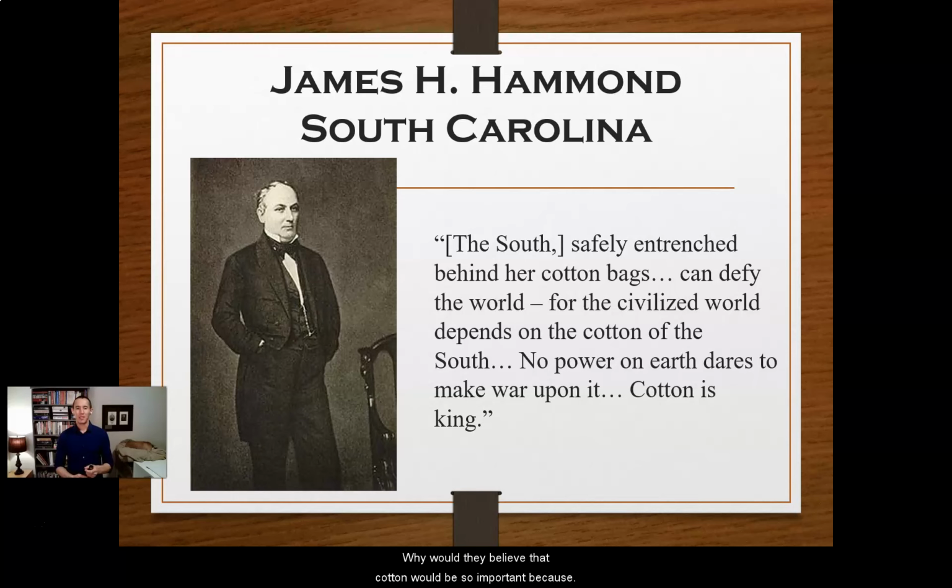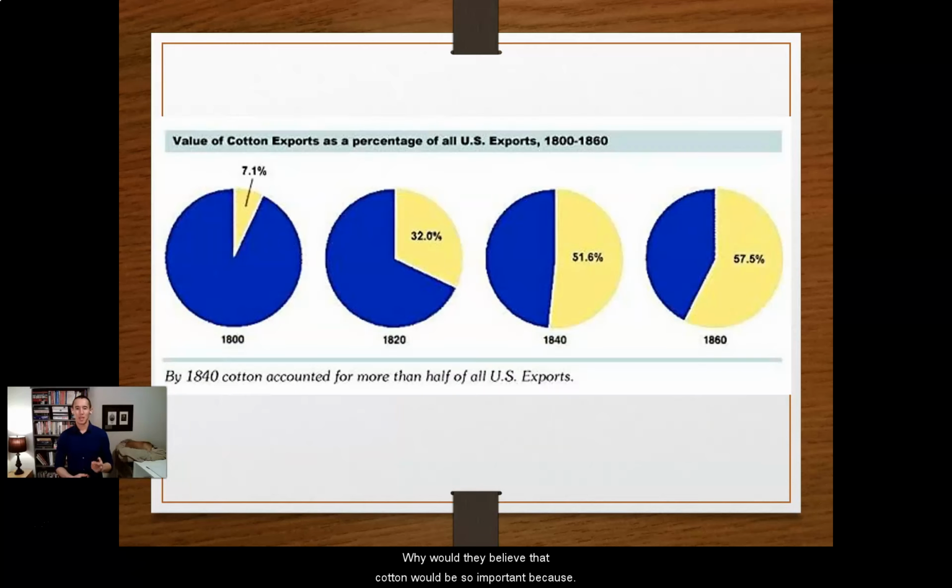Why would they believe that cotton would be so important? Because, again, it's the most important crop the world wants, but the entire U.S. economy depended on it. So by 1860, the eve of the Civil War, almost 60% of all U.S. exports is cotton. That means, I mentioned the Northeast, they had business, which includes trade and commerce.